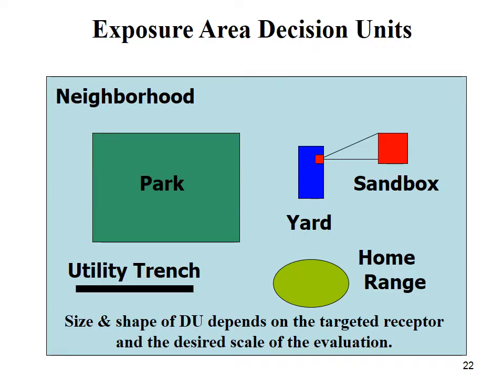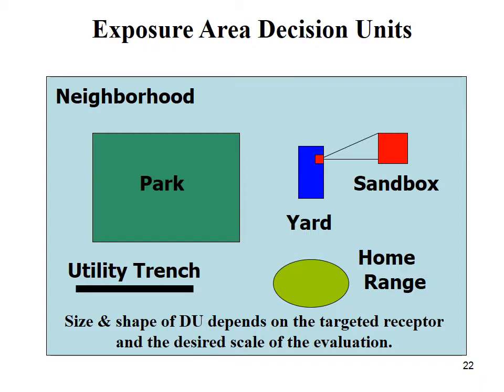In other cases, you're targeting smaller DUs like yards for residential, evaluating residential exposures, and even smaller areas in some cases like the perimeters of buildings or a backyard area in a yard or a sandbox where a kid is playing. Again, you'd apply the DU sampling methods similarly to representatively sample the sandbox as you would in a park area.